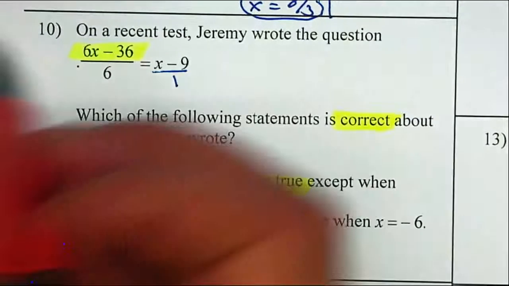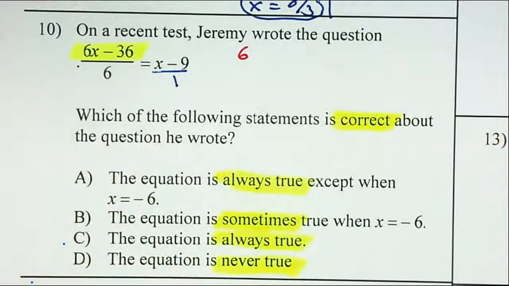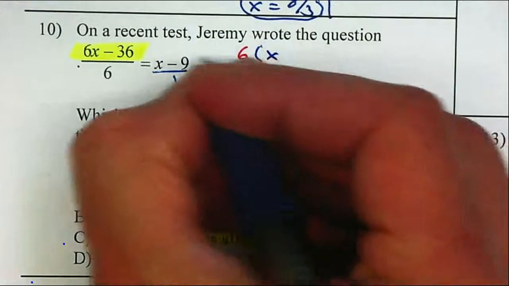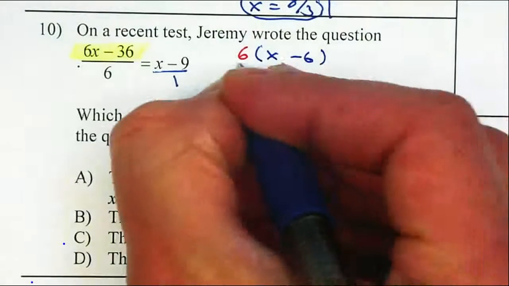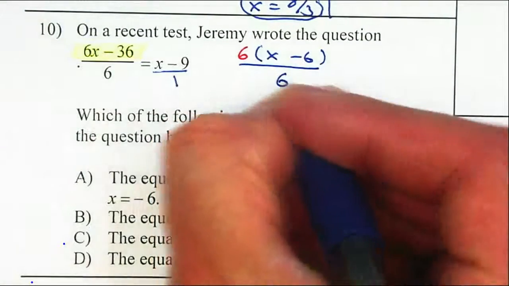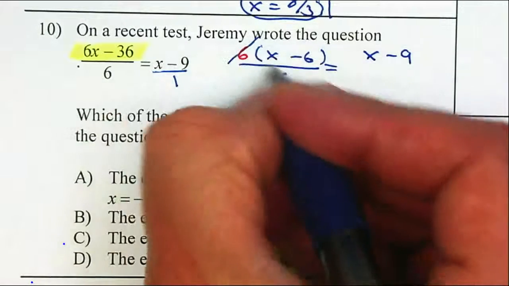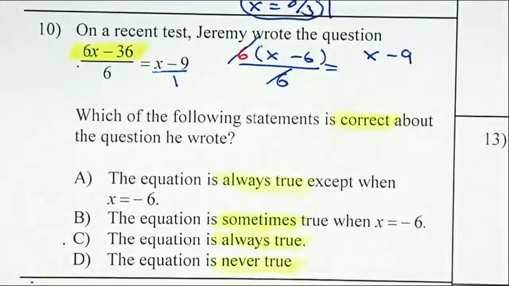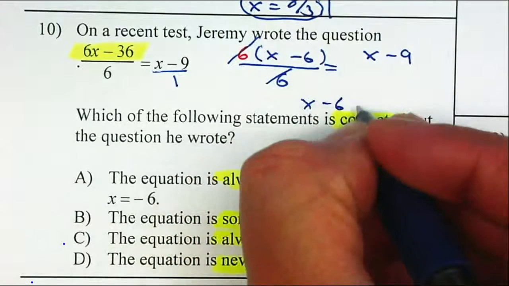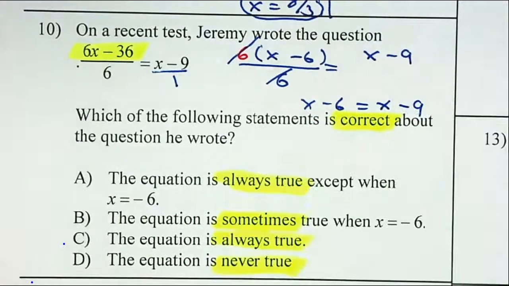So let's see, I'm going to factor out 6, and then what's left behind? We're going to have an x, and minus 6 will give me -36. That's 6 underneath, and we just have an x minus 9. I'm going to cancel those 6s. So now I just have x minus 6 is equal to x minus 9.